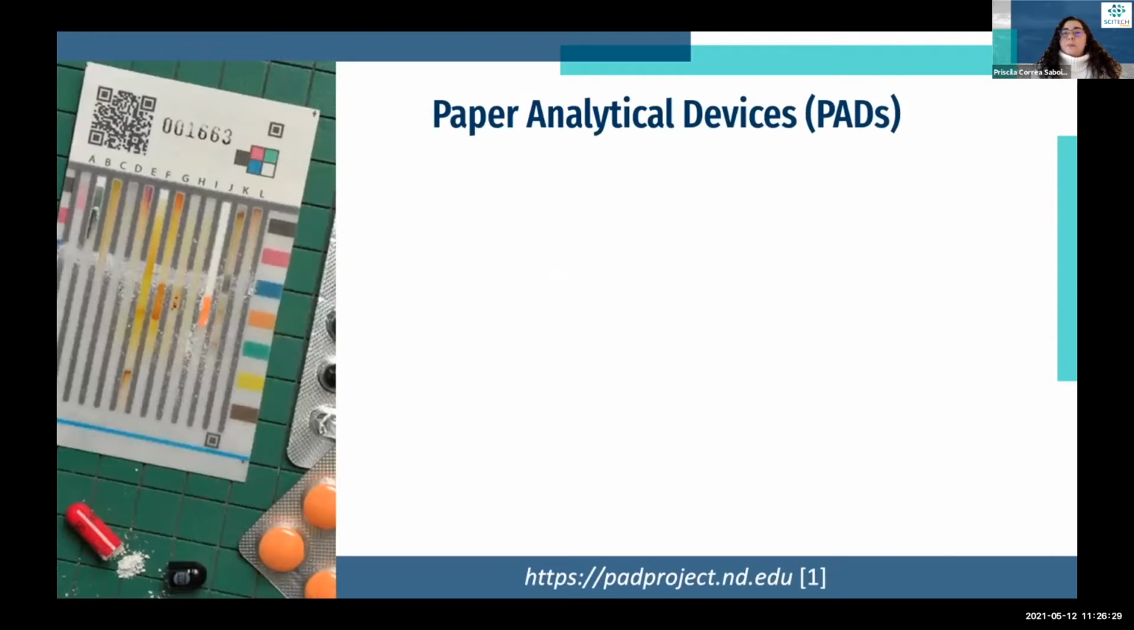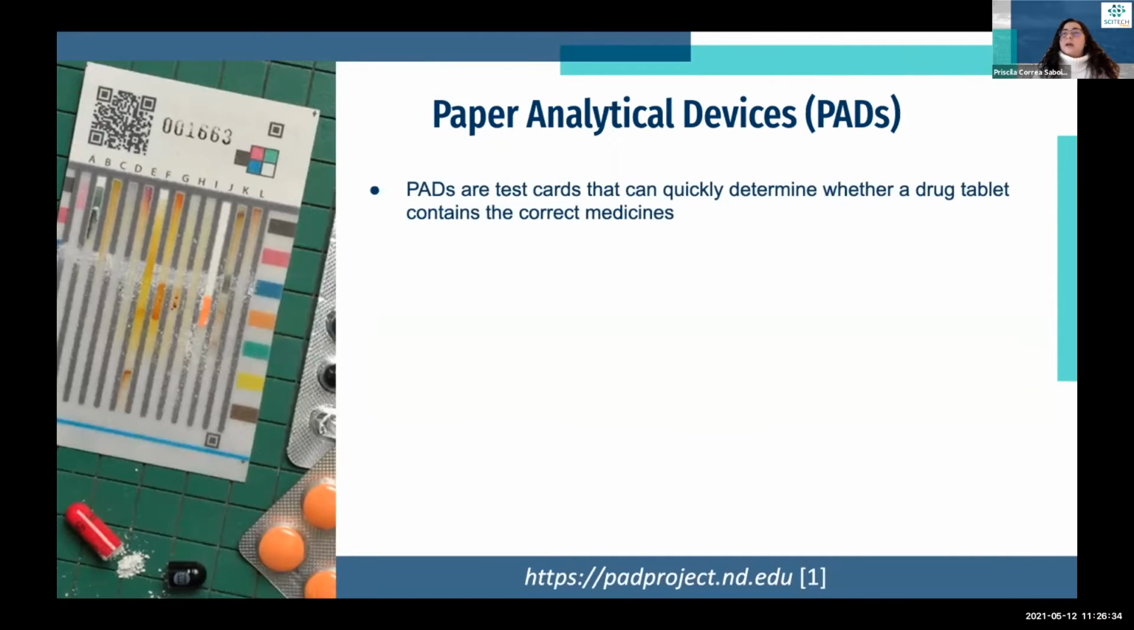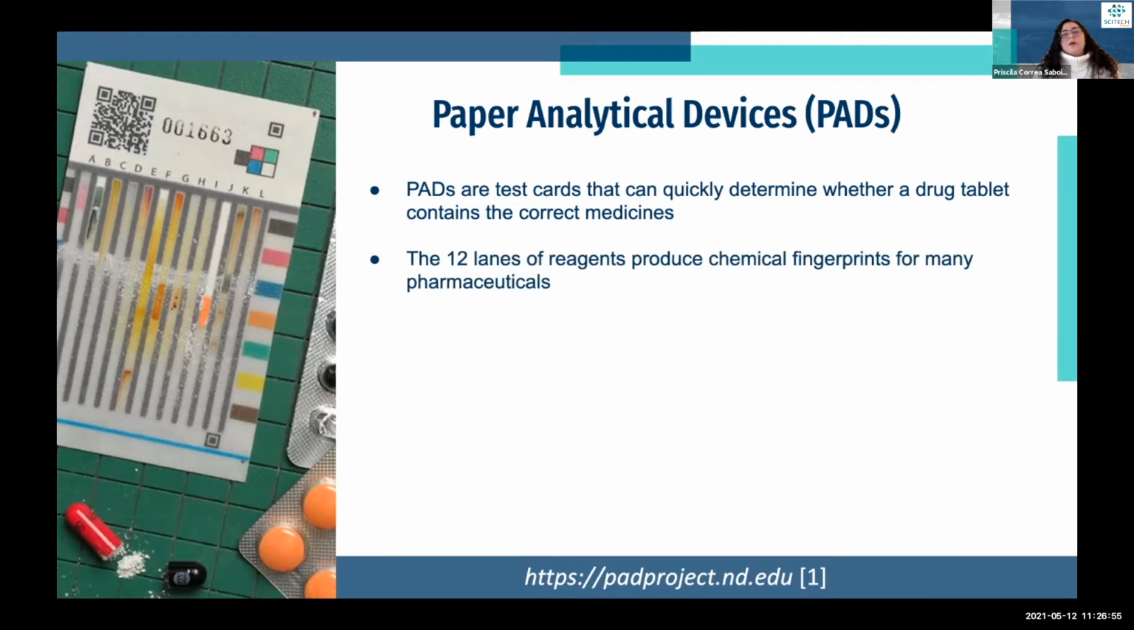Okay, so paper analytical devices, PADs for short, are cards made of paper that we can use to quickly and cheaply decide whether a drug or medicine is present. It's made of lines, as you can see in the image. Each line is composed of a reagent that produces chemical fingerprints to give us an idea of whether it's the correct medicine or not.